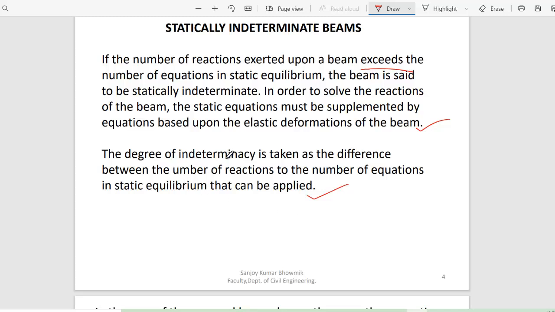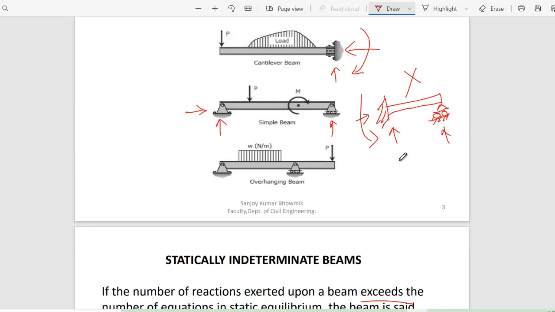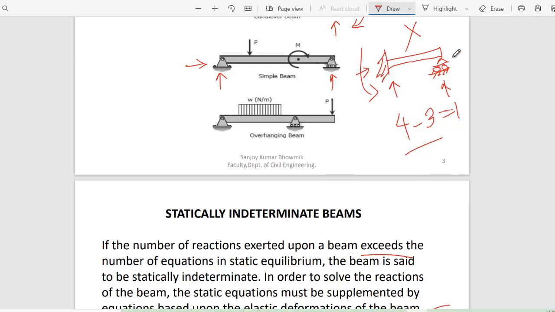That is, how many unknowns we have that we cannot find. So if you consider this one, there are 4 reactions. So you can say 4 minus the known equations, which is 3. So for this one, the degree of indeterminacy is 1. You understand that? That means one reaction you cannot determine. So that's why this beam becomes indeterminate.